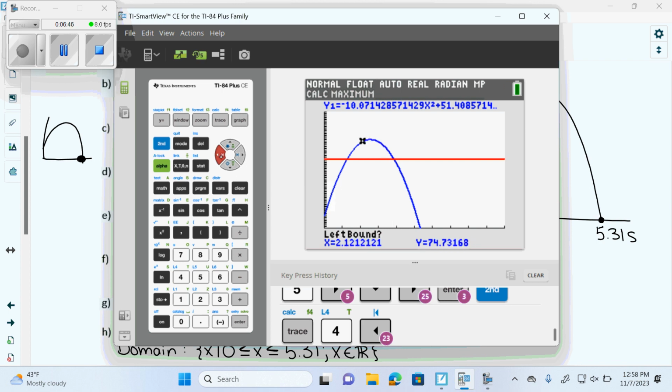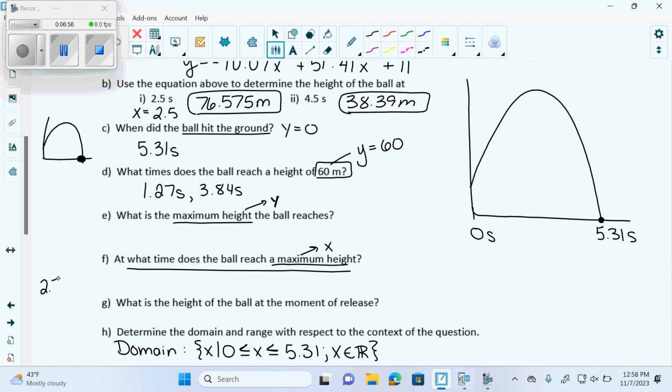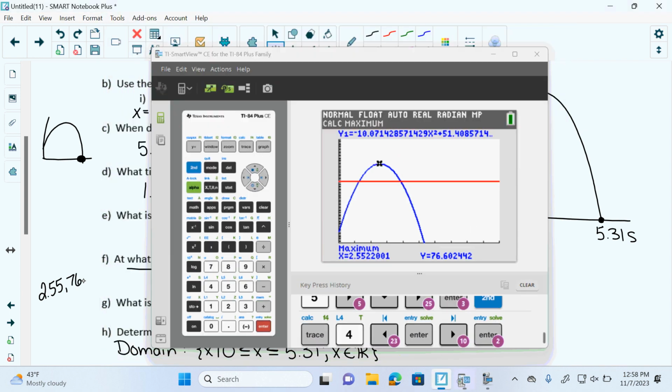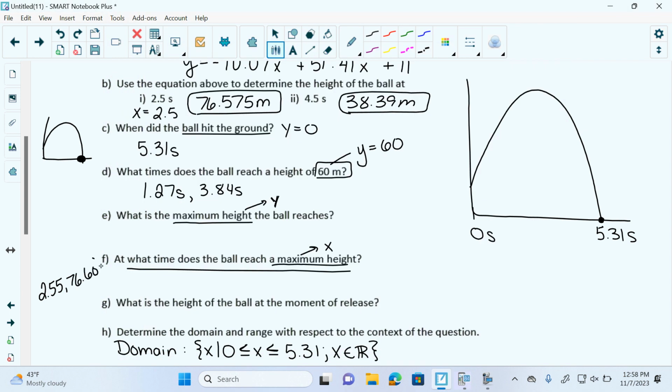And then I do left bound, enter, right bound, enter, enter. So it's 2.55 and 76.70. 2.55, that is not a 5. 2.55 and 76.60. So that is my actual maximum coordinate.